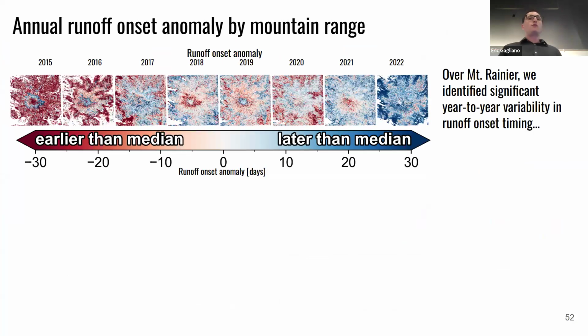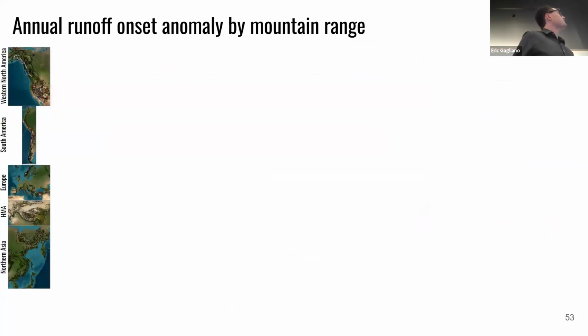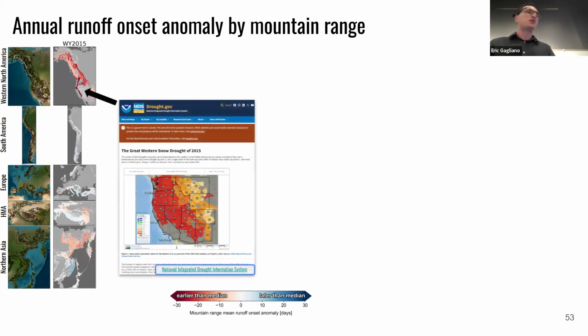So we looked at Mount Rainier and these anomaly maps to see each year how the melt timing compared to the median. And we applied this globally. And we can go through most of these relatively quickly. There's so much information in here that it's really hard to talk about.